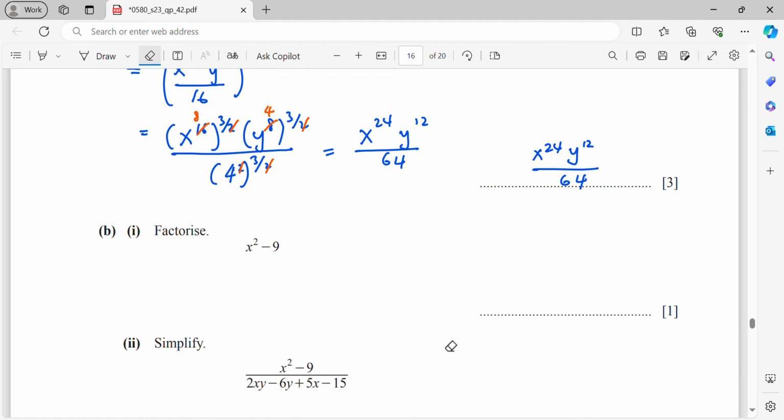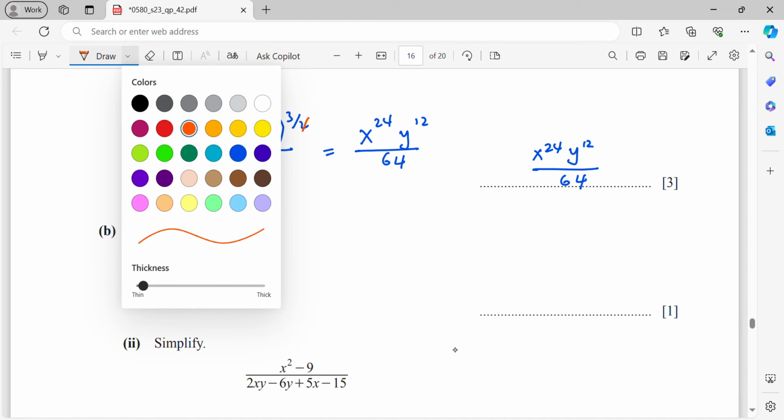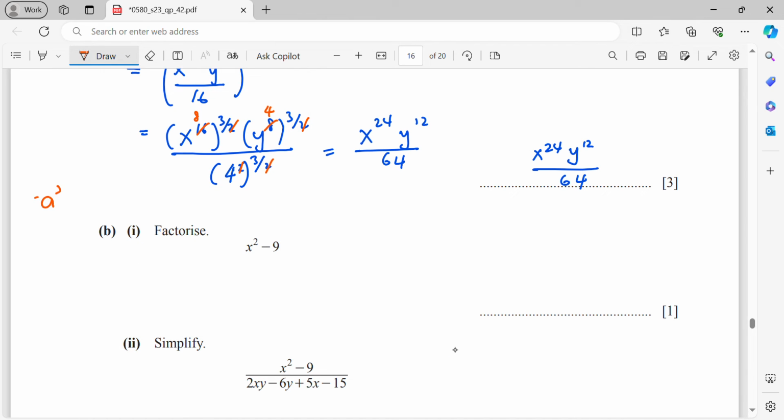Okay, part B, first part, factorize. So for the factorization, I have one formula. A squared minus b squared is (a minus b) times (a plus b). So I'm going to use this because the 9 can be expressed as 3 squared. Then this is x squared minus 3 squared. And now your x is a, the b is 3. So it will be (x minus 3) times (x plus 3). That will be my factorization.